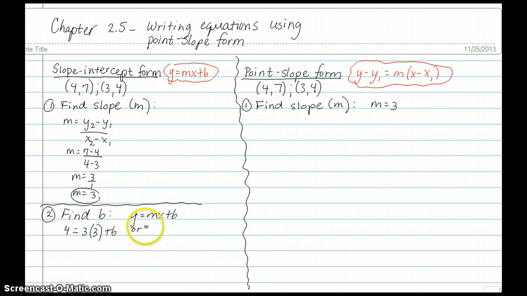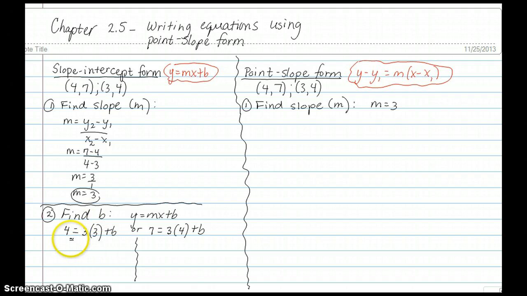You could also do the other ordered pair, and it would come out fine. You could substitute in 7 for your y value. Slope is 3 times 4 for your x value plus b. Either way, you'll come out with the correct b. So go ahead and solve for b.